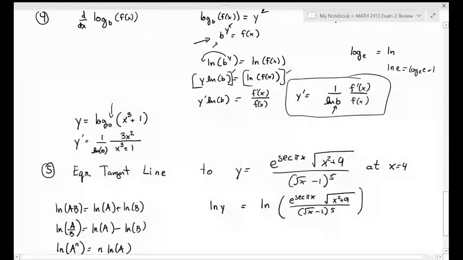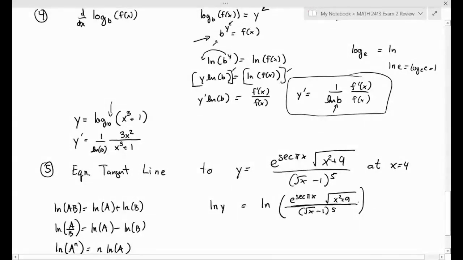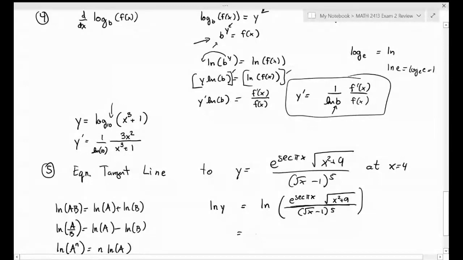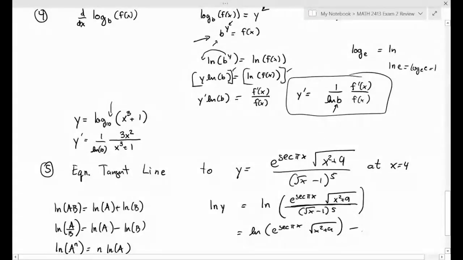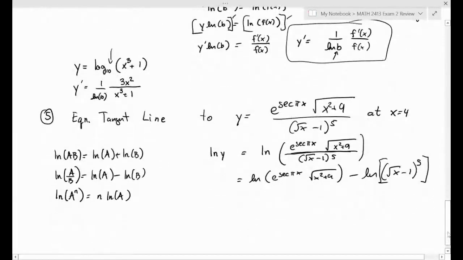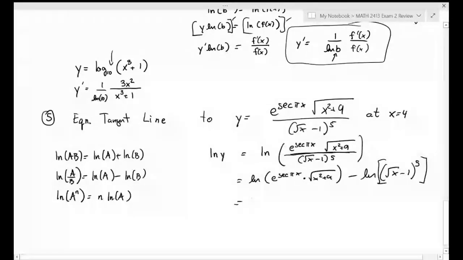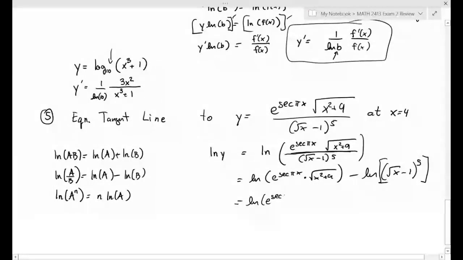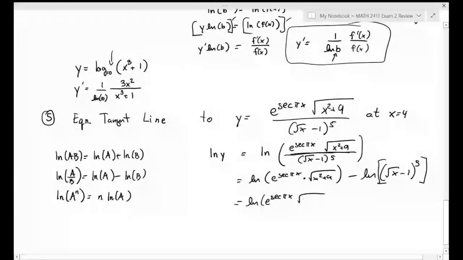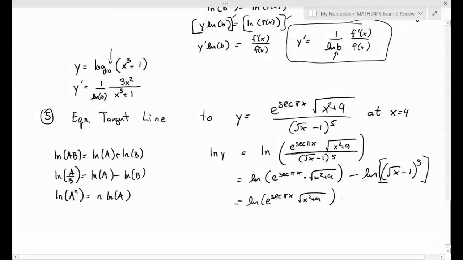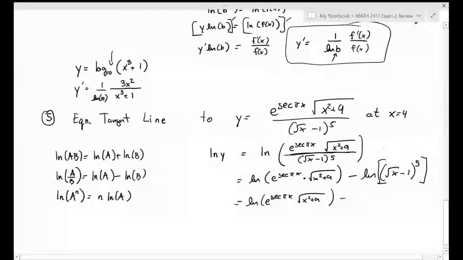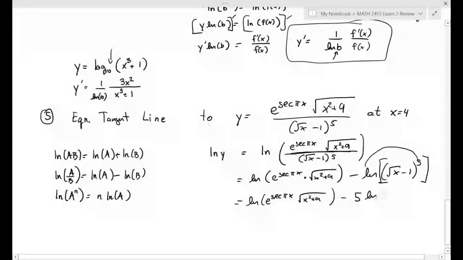I first see a division in the overall expression. So we have log of the numerator minus the log of the denominator. And then we have a product over here, so all right. And over here we have an exponent, so we'll bring that in front.